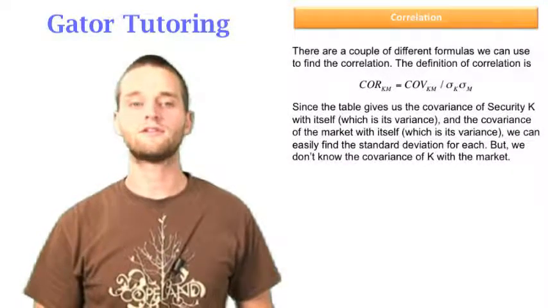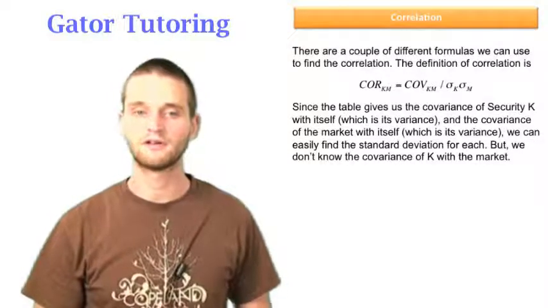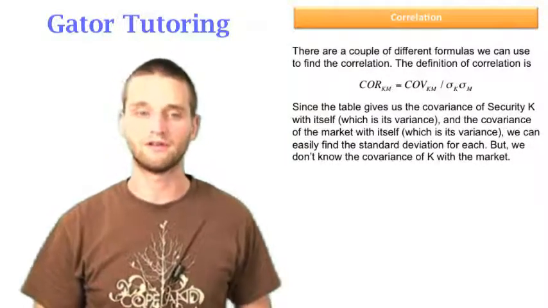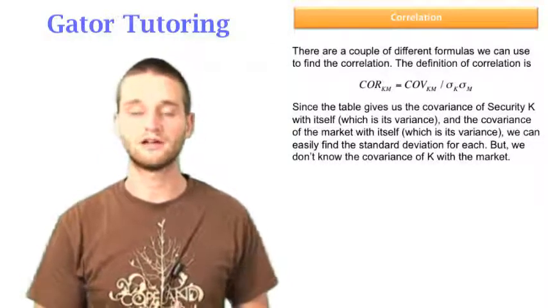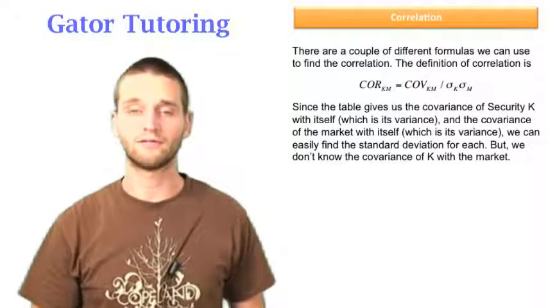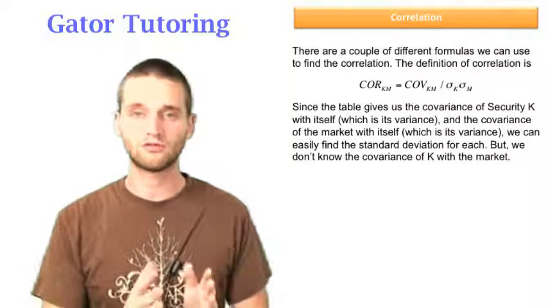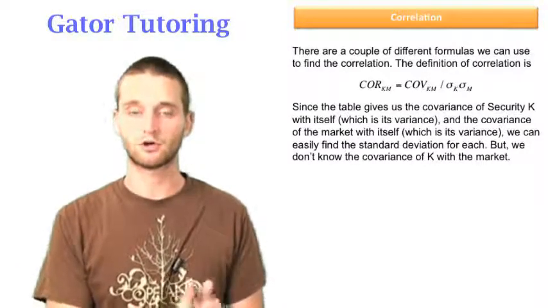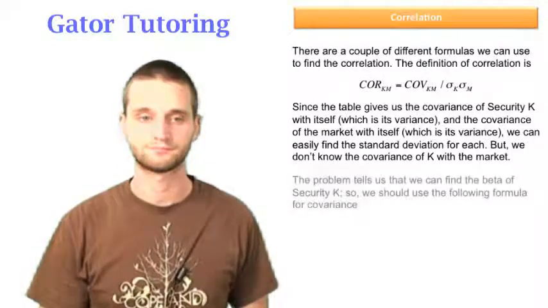Since the table gives us the covariance of security K with itself, which is its variance, and the covariance of the market with itself, which is its variance, we can easily find the standard deviation for each. Because remember, the standard deviation is nothing more than the square root of the variance. But we don't know the covariance of K with the market, so we can't use this definition directly to find the correlation right away. We have to do something else first to find the covariance.